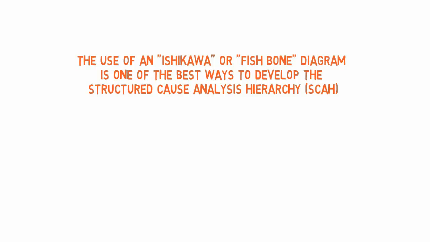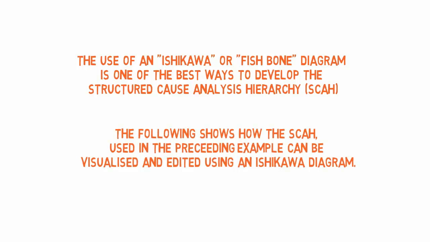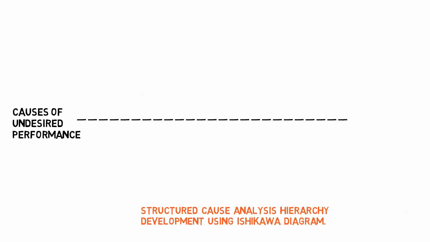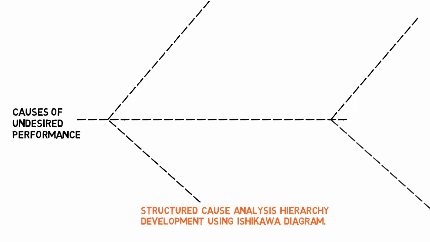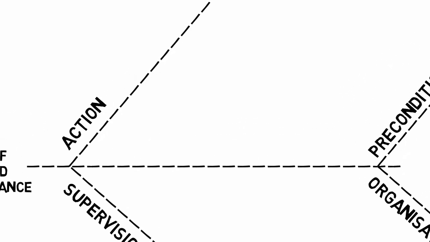Ishikawa or fishbone diagrams are a very useful way of visualising and editing SCARs. The hierarchy used in the previous example is shown on an Ishikawa diagram. It is best to engage a team of people familiar with the ways that problems occur in the particular workplace to edit and improve the ideas on the diagram.